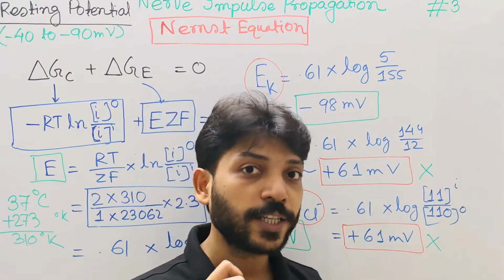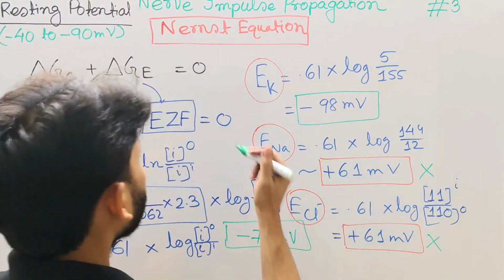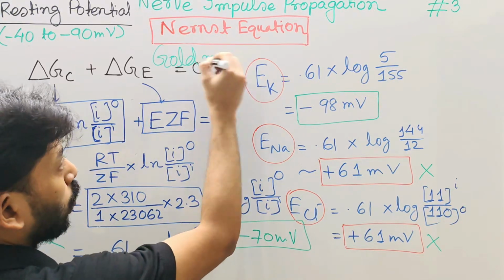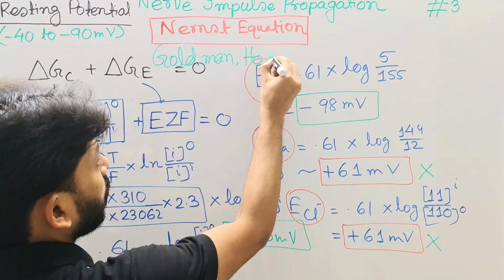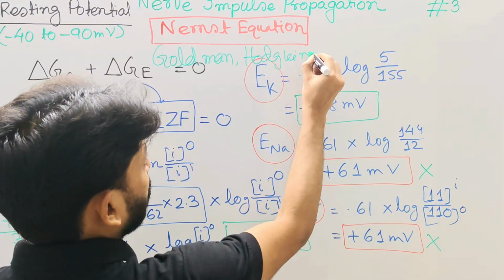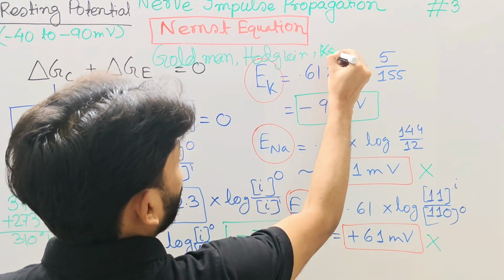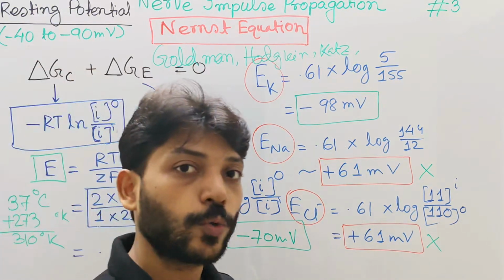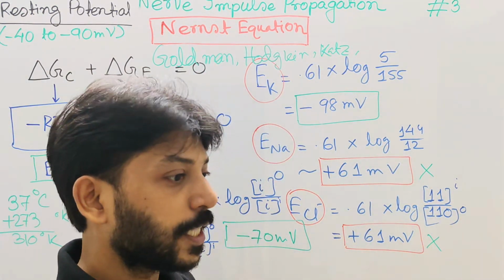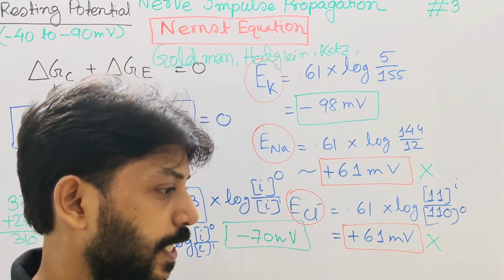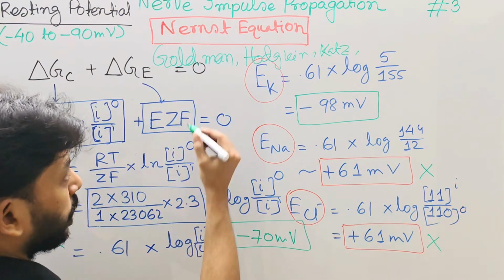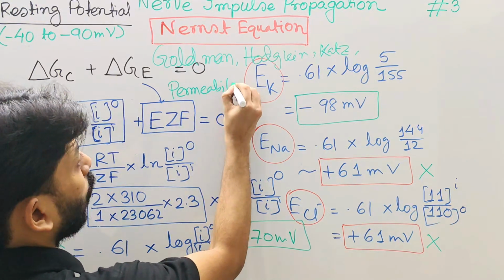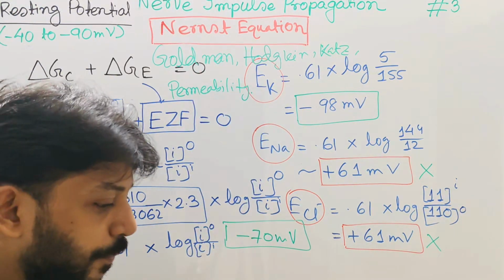Now there is another equation called the Goldman equation. Remember this Goldman equation. Not only Goldman but also Hodgkin and Katz helped to derive one equation that is called the Goldman equation. In that equation, they took a value that is called permeability, the permeability of ions. Now why did they take permeability?